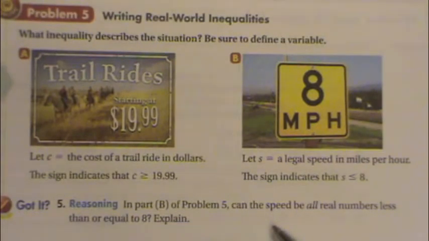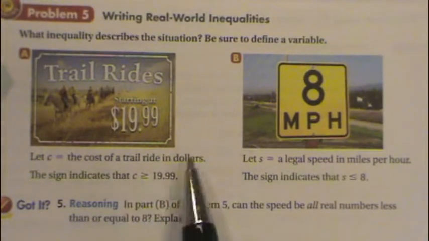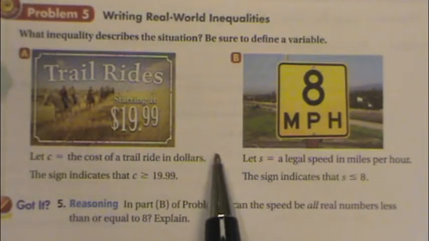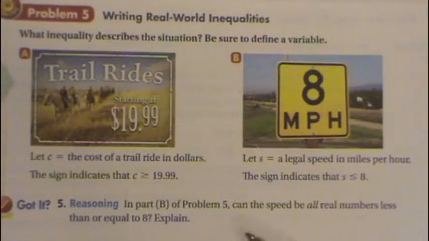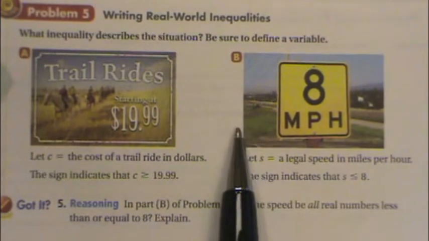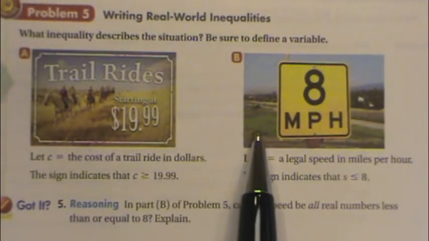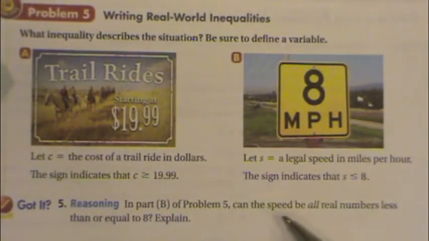Can the speed be all real numbers less than or equal to 8? Stop and think about that for a second. And if you haven't come up with an answer that you like yet, think about this. The next time you're in a car, ask if you can drive at negative 3 miles an hour. And now think a little bit more. And now you realize that, no, it can't be all numbers. It has to be between 0 and 8.